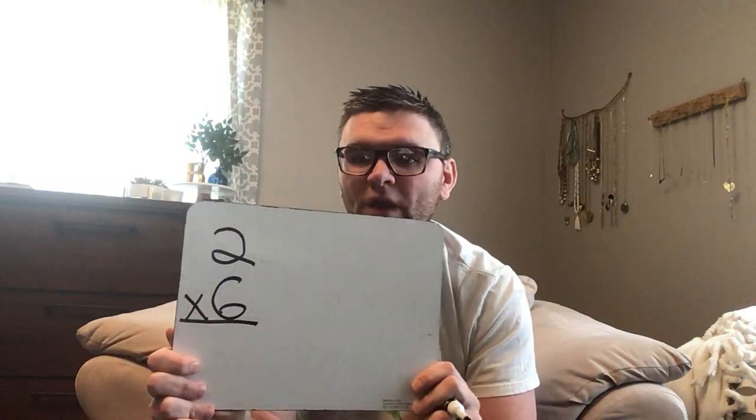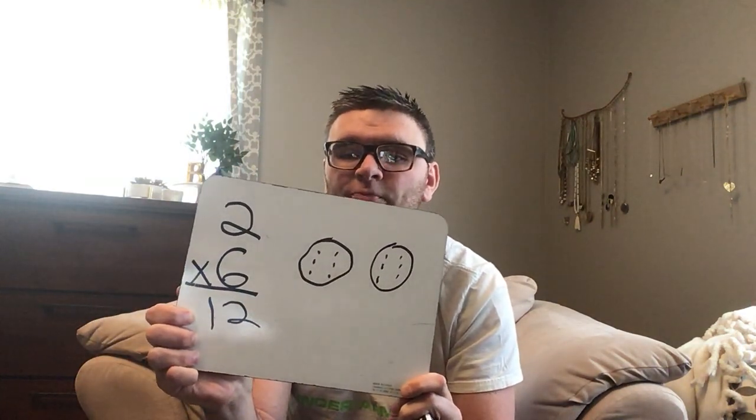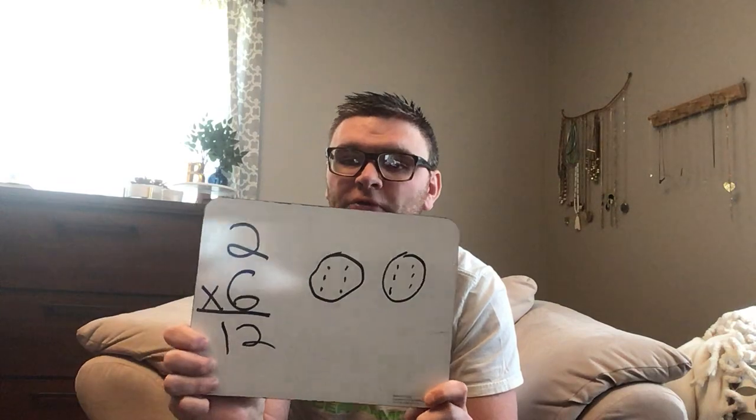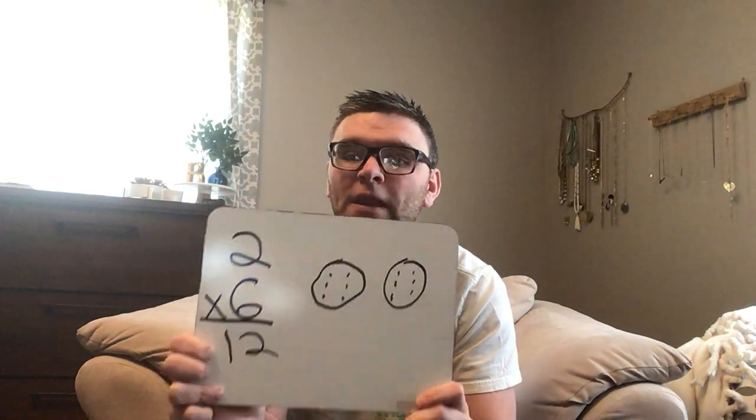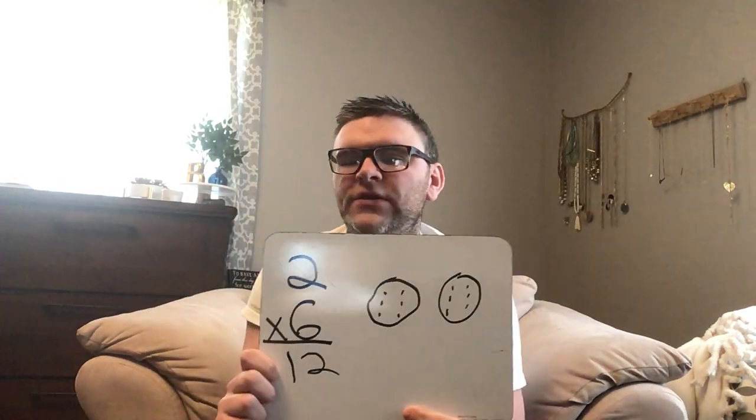2 times 6. I wrote that one like this. To me, again, that might mean two groups, 6 in each. 2, 4, 6, 8, 10, 12. I get my answer of 12. Two groups, 6 in each group. Answer is 12. Now, as always, we want to continue to get faster.